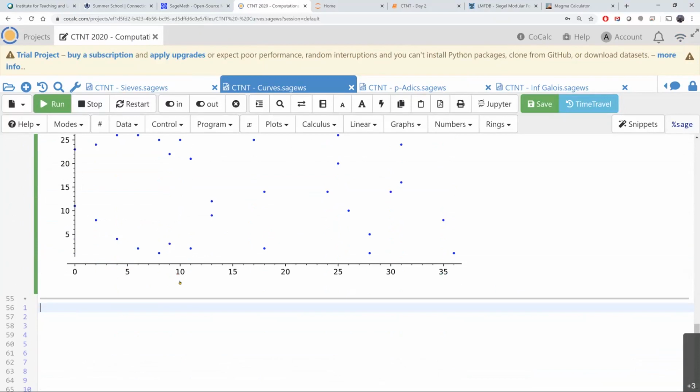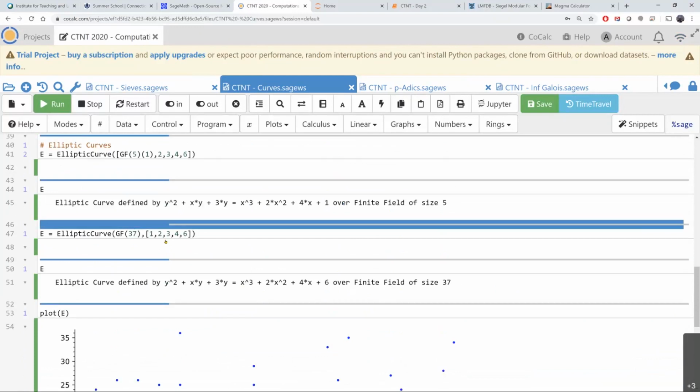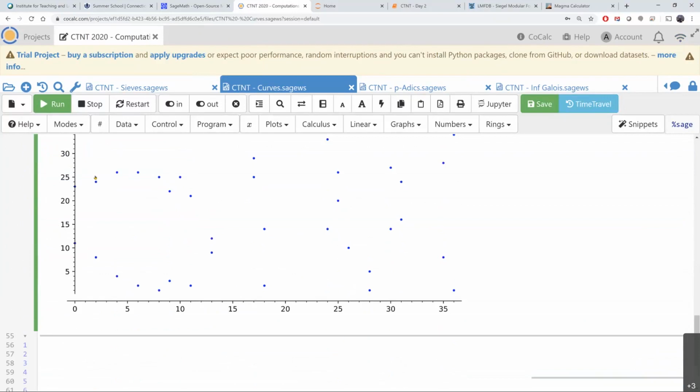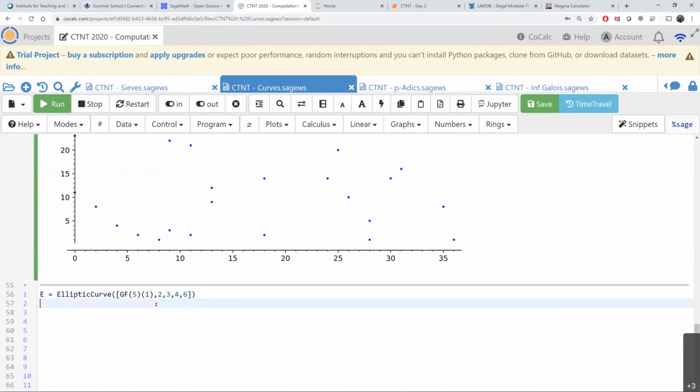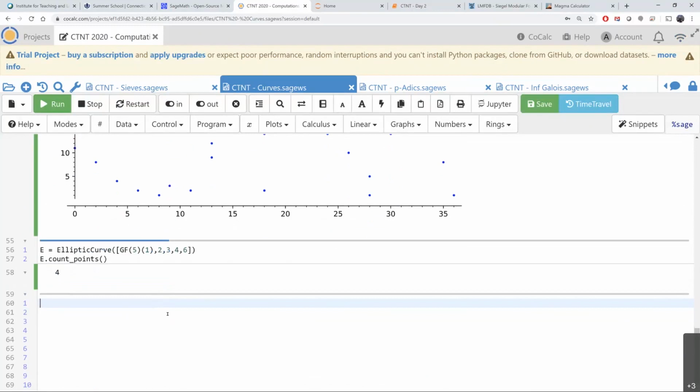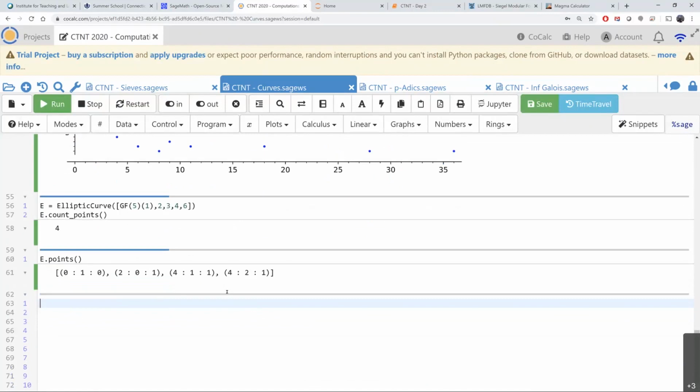All right, so what about, let's go back to an elliptic curve over GF5. So I'm going to go back to this one right here, and I'm going to look at the rational points. So let's see, I can still count points. 4. Does that mean projective or affine? Well, I can do just points on the elliptic curve, and then you see that the point at infinity is also there. There's only one point at infinity in Weierstrass form, so it actually is counting all of the points. So there are 4 points overall.